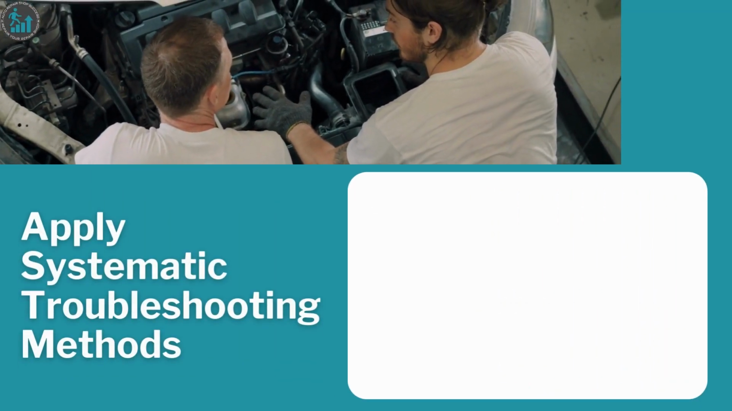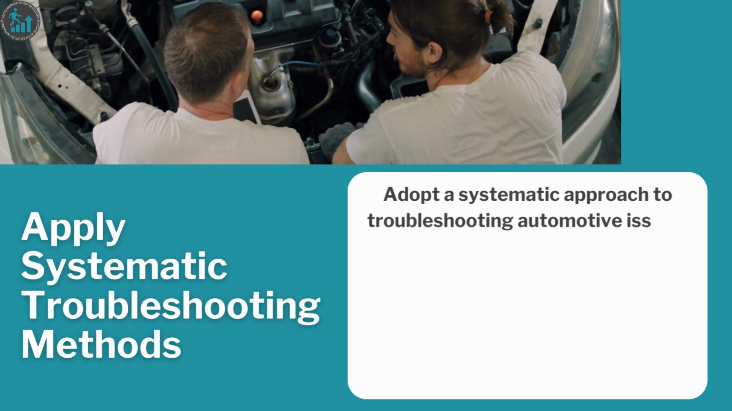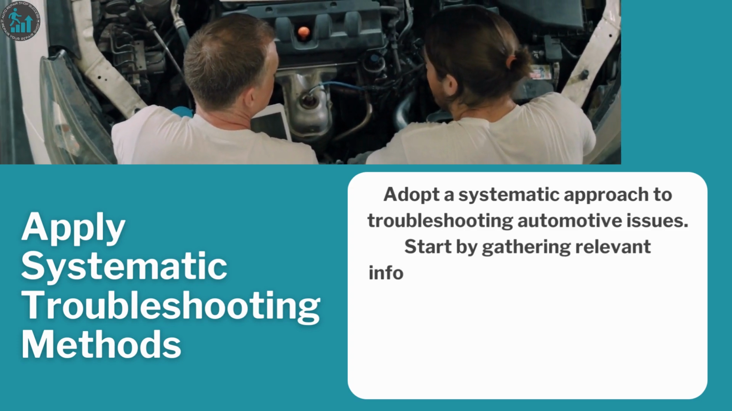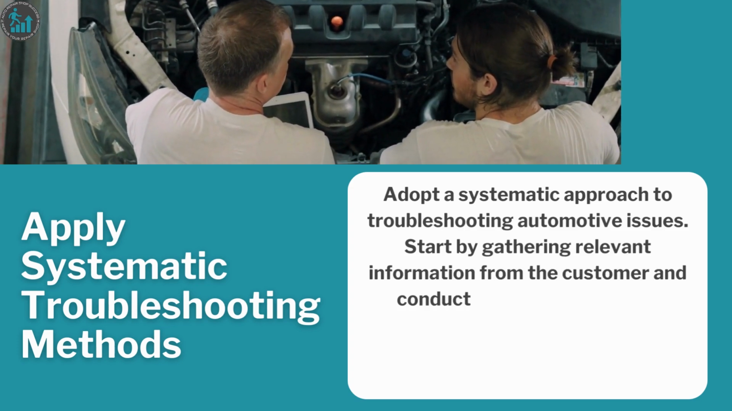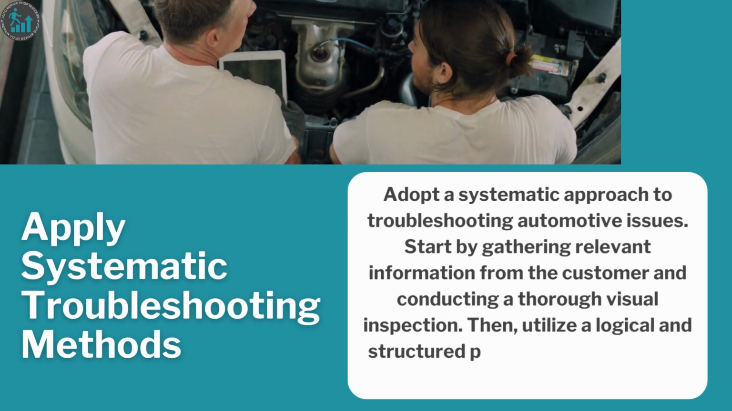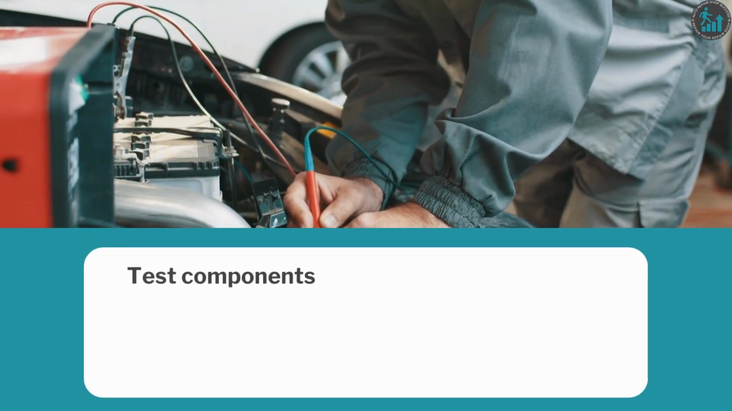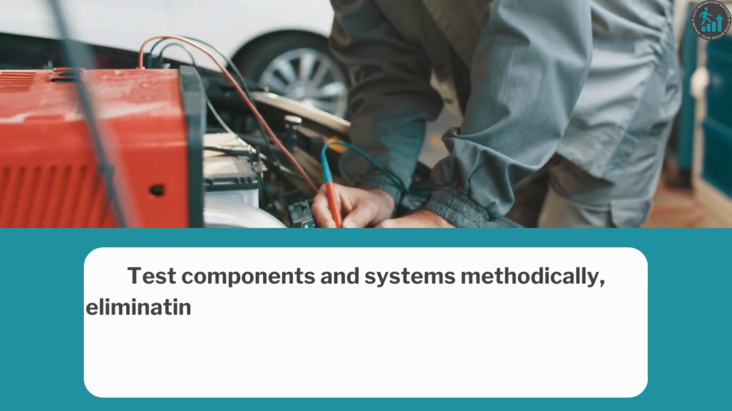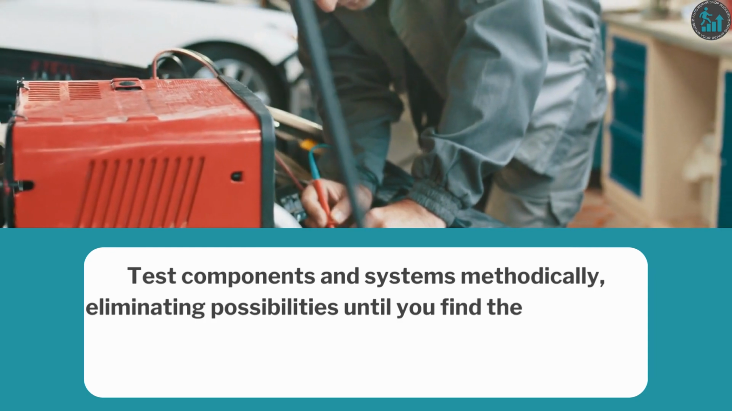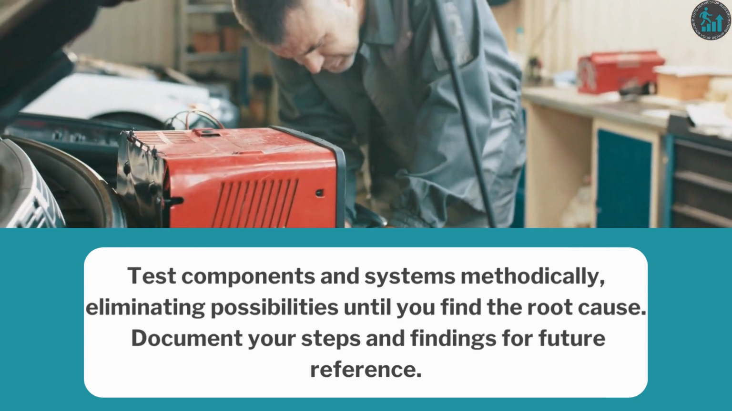Apply systematic troubleshooting methods. Adopt a systematic approach to troubleshooting automotive issues. Start by gathering relevant information from the customer and conducting a thorough visual inspection. Then utilize a logical and structured process to narrow down potential problem areas. Test components and systems methodically, eliminating possibilities until you find the root cause. Document your steps and findings for future reference.